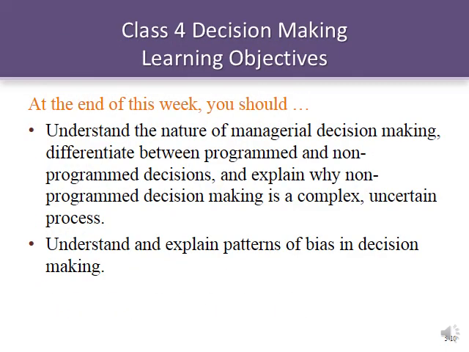So this is the end of the first part of this Class 4 decision-making discussion, and as you see here, we have covered thus far some of those distinctions between programmed and non-programmed decisions and some examples of those. And we've also talked about patterns of bias in decision making. Our objective is to cover uncertainty more specifically in the next video. Thank you.